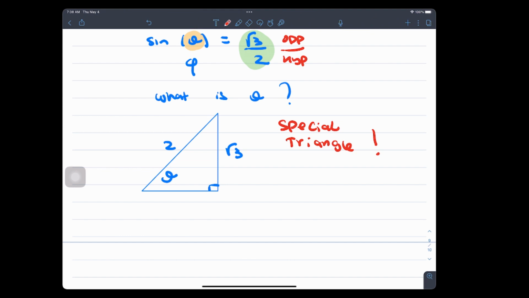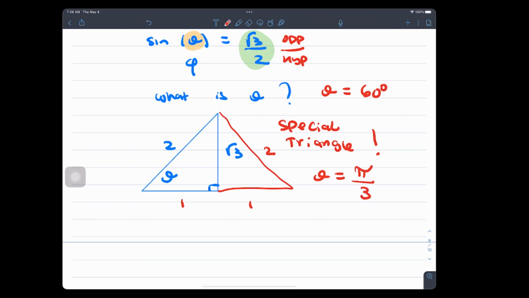You only have to know 2 triangles in this class. 30, 60, 90, 45, 45, 90. They're going to be specially chosen questions. So that means this is 1. Is that true? So what's that going to be? What do you guys think? What's that? 1, 2. What's the special triangle? What does theta have to be? Theta is 60 degrees. Is that right? And how do we represent theta in terms of radians? Is that pi over 3?